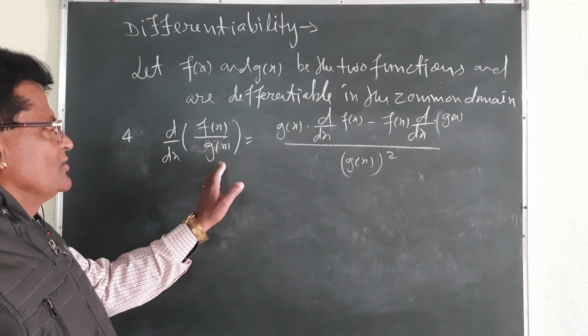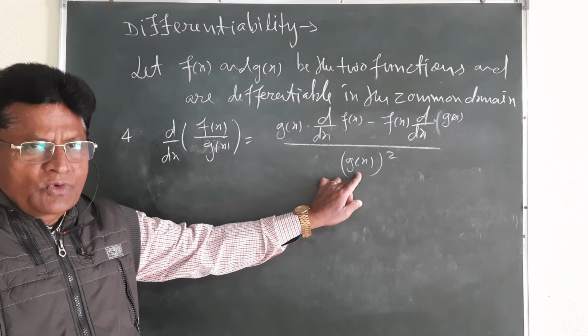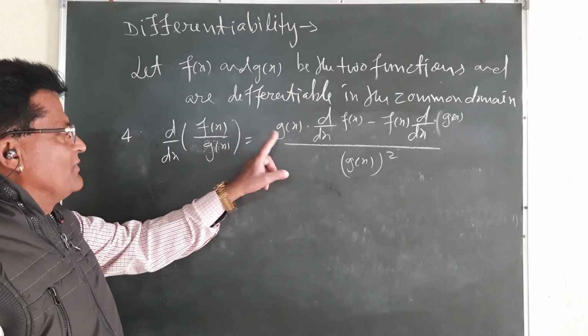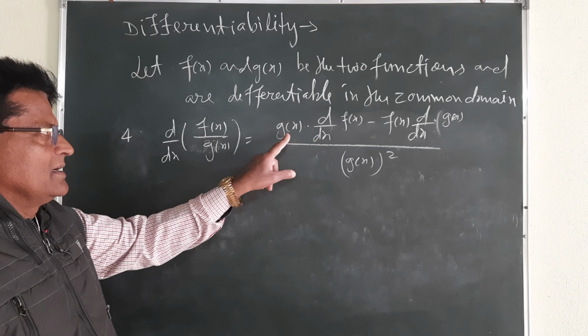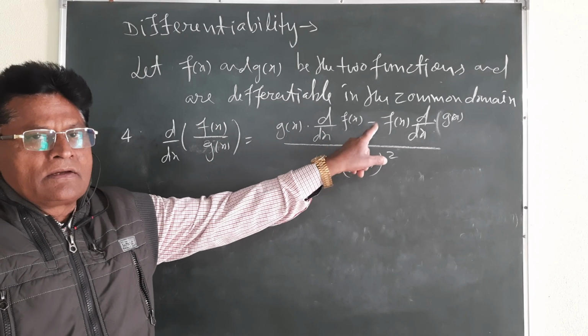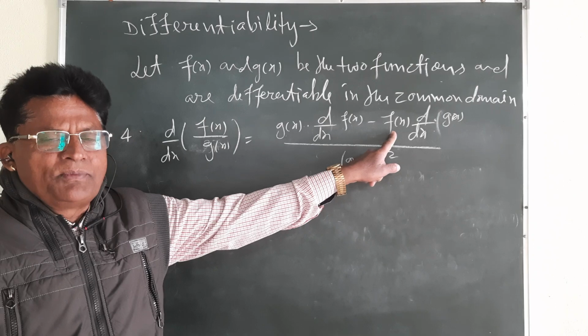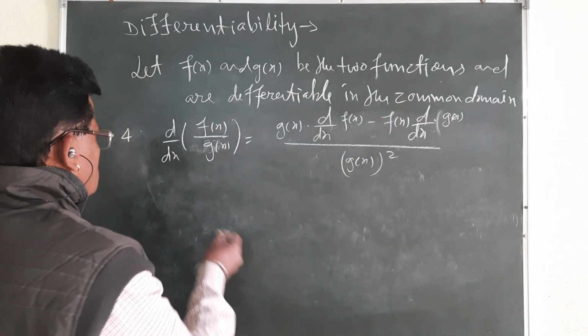See, once again you see, whatever is given in the denominator, you must write its square. And here you write the function which is in the denominator as it is, derivative of the function which is given in the numerator, minus, you write the function which is in the numerator, and derivative of the function which is given in the denominator. Okay.